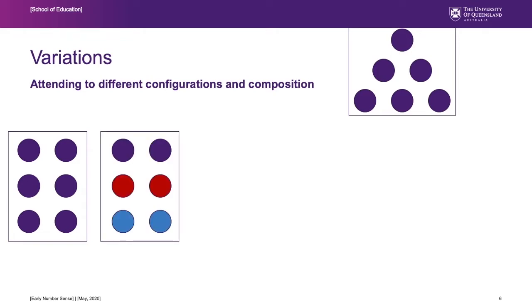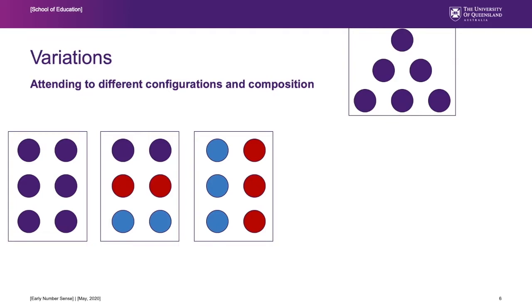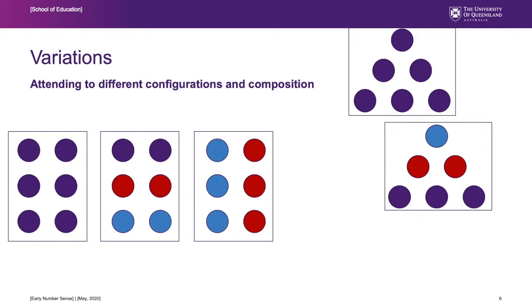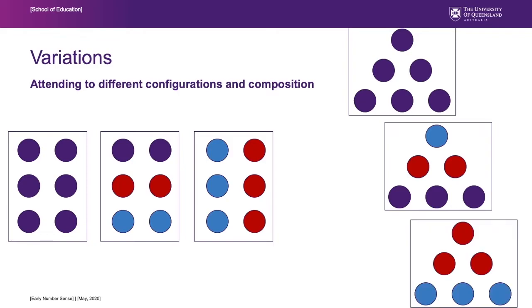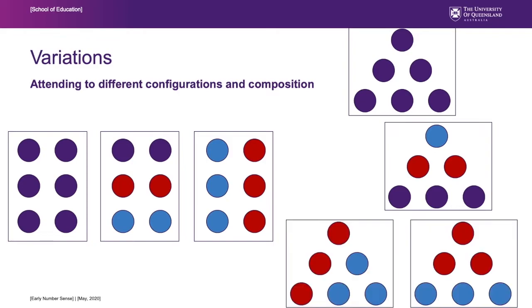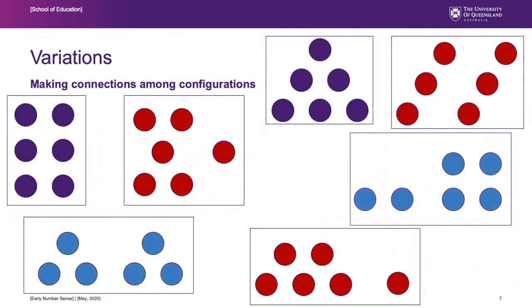So I might see this as 2, 2, and 2, or 3 and 3, whereas the other configuration could be 1, 2, and 3, 3 and 3, or even 3 and 3 in a different way. And it can be very helpful to see multiple versions of the same quantity. You can also make connections among configurations. So 6 could be, well, all of these different ways of making 6, and there's even more.